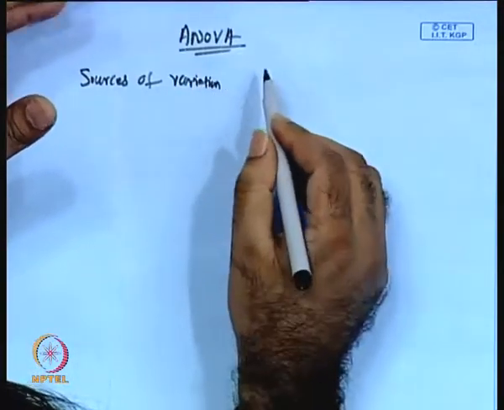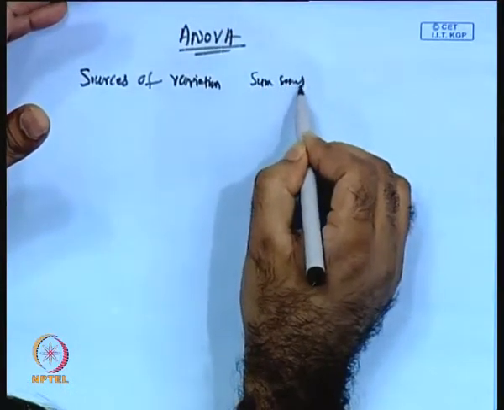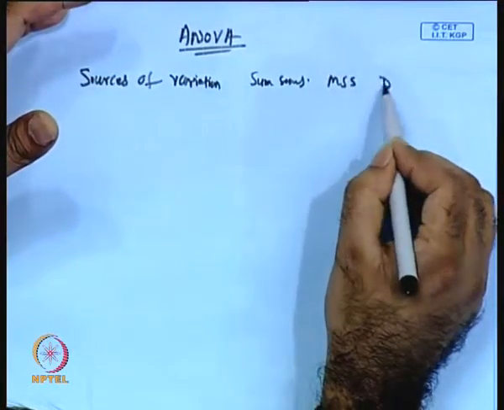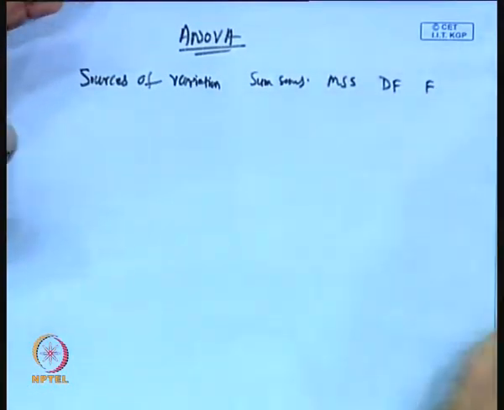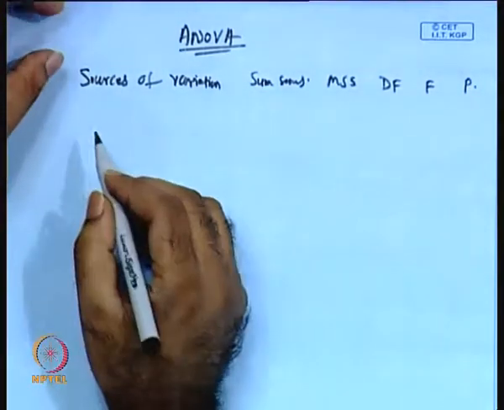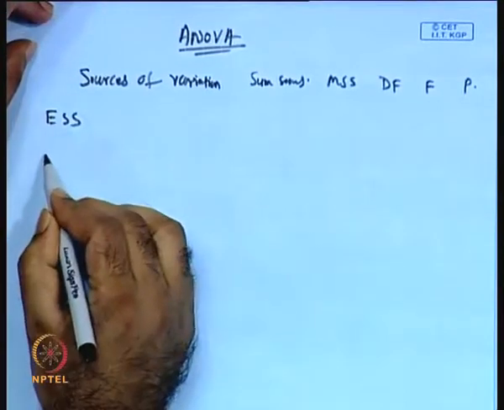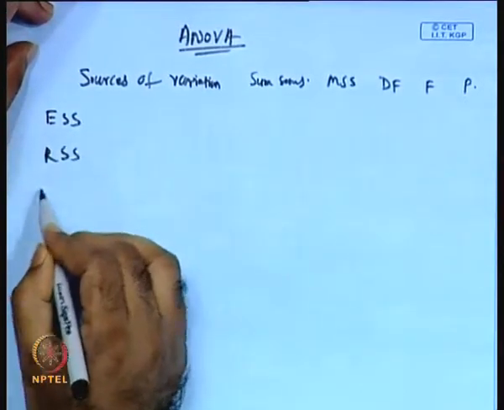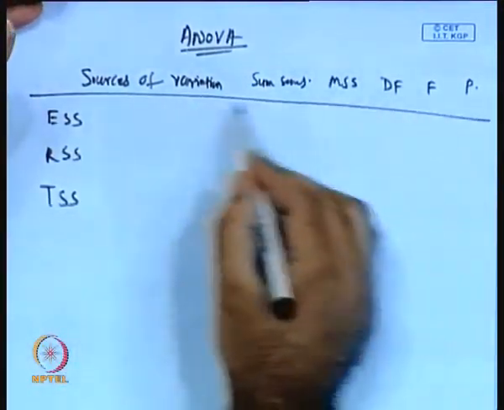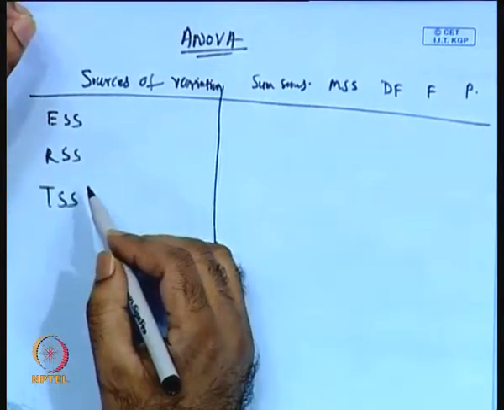Next are the sum of squares, then mean sum of squares, then degrees of freedom, then the F statistic and the probability level of significance, P. The sources of variations are ESS, then RSS, then TSS, which we have already received.